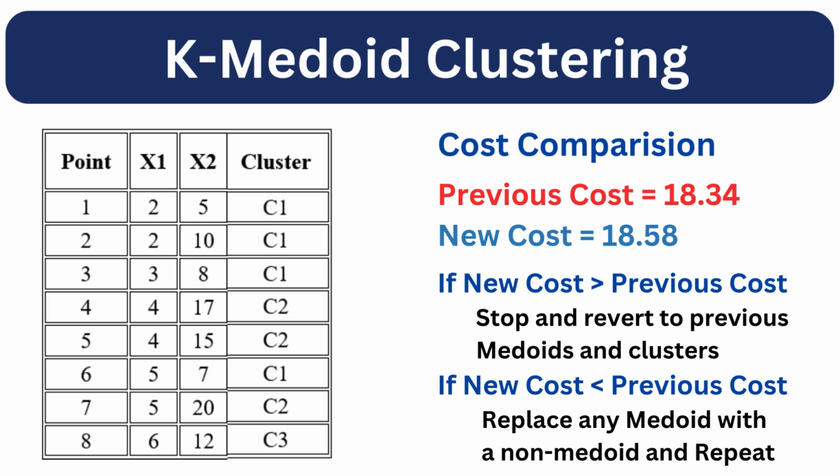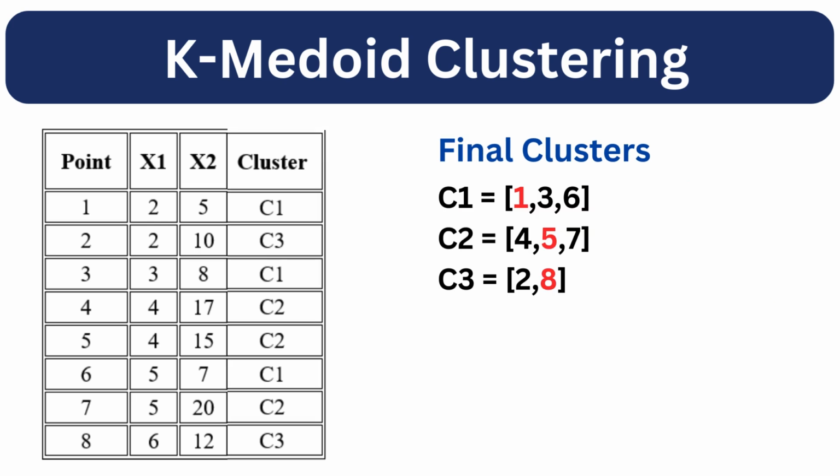In our case, the new cost is greater than the previous cost, so we will stop and revert back to the previous clusters. So our final clusters are cluster 1 contains 1, 3, 6, cluster 2 contains 5, 4, 7 and cluster 3 contains 2 and 8.